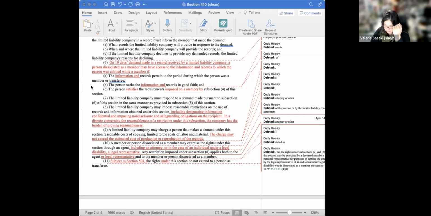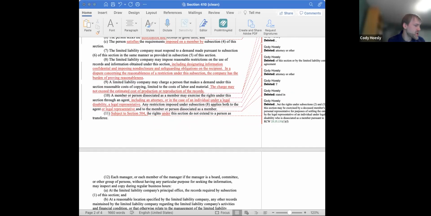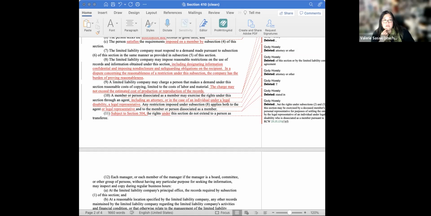7, I think 7's fine. 8. This is a meld where we're blending ROLCA H into this provision. Yeah, although I had crossed out ROLCA H. Well, yeah, but we aren't adopting ROLCA H verbatim. Yeah, and I think that's confidential disclosure. And it's not proscriptive. It just says they may impose reasonable restrictions, which I think is the important part.